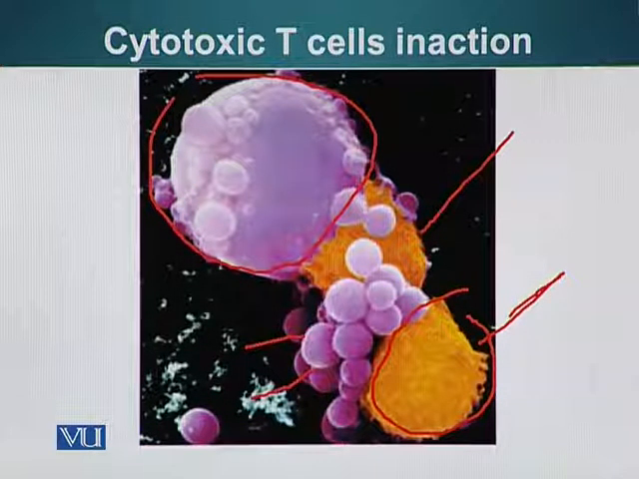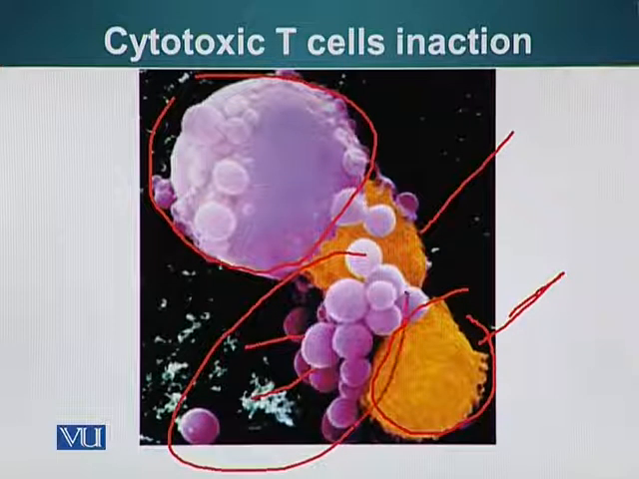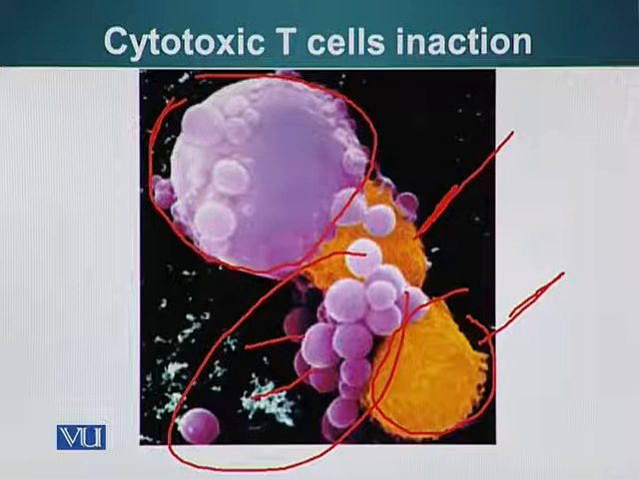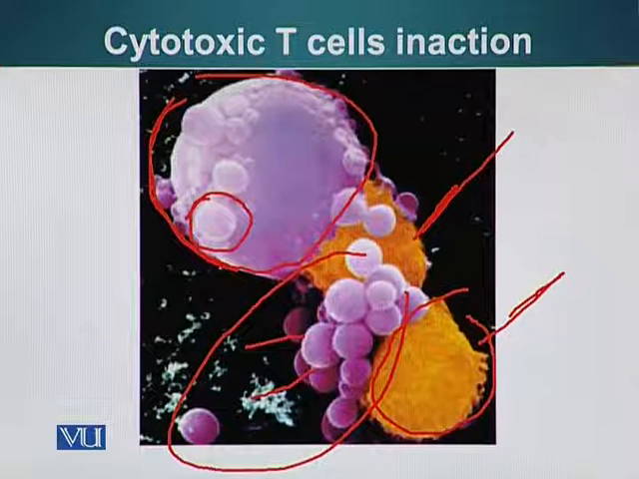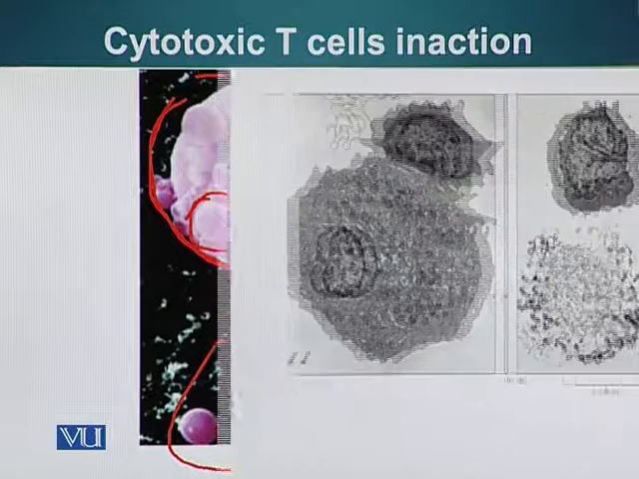But this cell has been completely destroyed, whereas this T cell is in the process of destroying this larger pink cell. We can tell that by these blebs, these vesicles which are forming on the surface of this cell, which is a hallmark for apoptosis. We will talk about apoptosis later on.